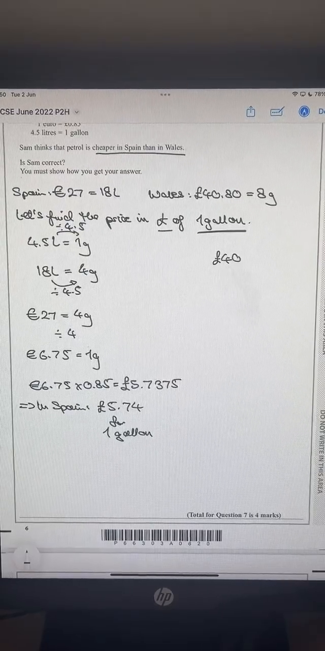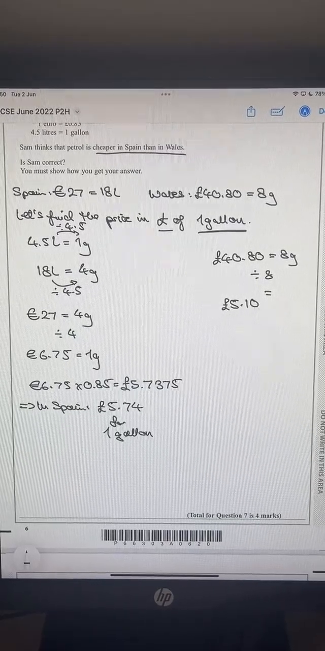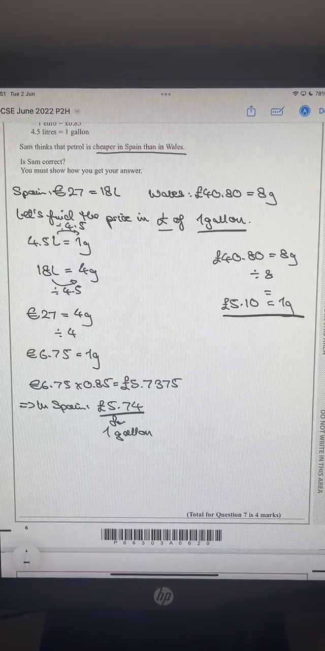Now I just do the same for Wales, but for Wales it's significantly easier because I have 40 pounds 80 for 8 gallons. So if I divide through by 8, I get 5 pounds 10p for 1 gallon. So in Wales, it's this much for 1 gallon, and in Spain it's this much for 1 gallon. So I have my prices for the same amount.